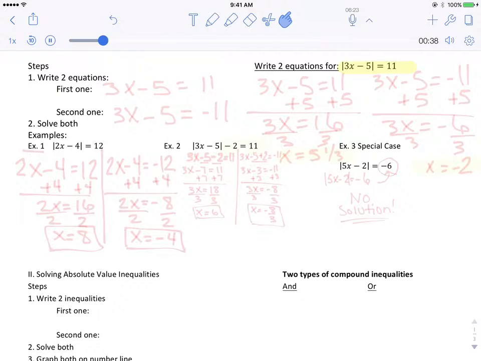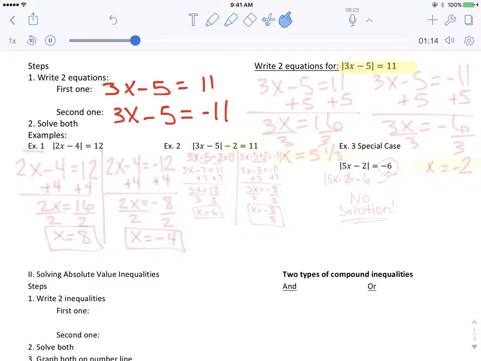For the first equation, we will write the equation exactly how it is, but no absolute value signs. So 3x minus 5 equals 11. For the second equation, we will write exactly what's in the absolute value sign, so 3x minus 5. And then everything outside the absolute value sign has the opposite sign. So since it was a positive 11, the answer will be negative 11.